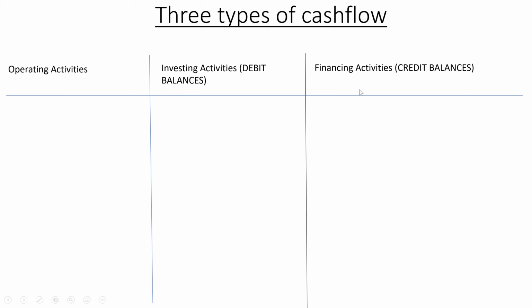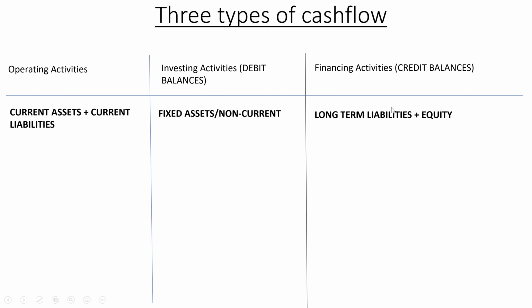So operating is to do with your current assets and your current liabilities, and it's to do with your general operations or trading of the business. Investing activities are to do with fixed assets and non-current assets, and I remember they're to do with debit balances. On the other hand, financing activities are to do with liabilities, long-term liabilities or equity, so they're to do with credit balances.